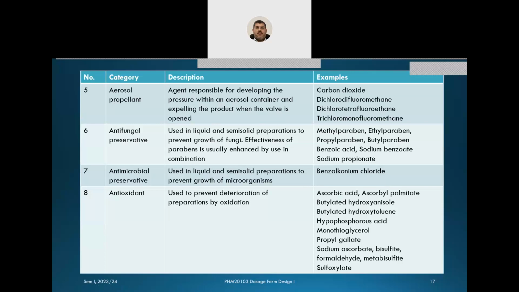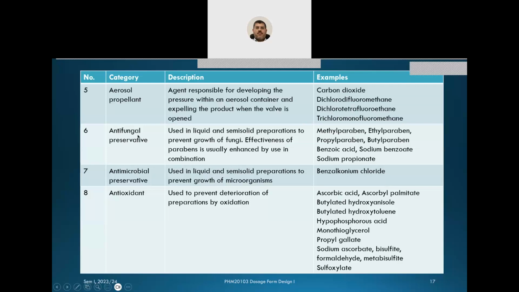container. Once you press the valve, it will release the gas outside, and this gas will cause pressure that will release the liquid outside, and this liquid contains the drug in its matrix. Okay, so several gases can be used like carbon dioxide and fluoromethanes or fluoroethane. Okay, difluoromethane, dichlorotetrafluoroethane, trichloromonofluoromethane. They are used in this way.